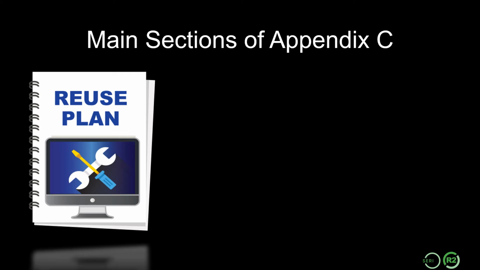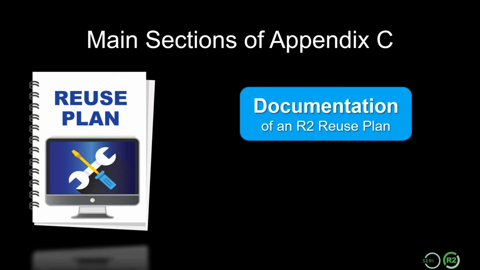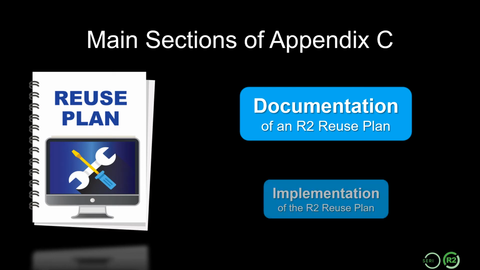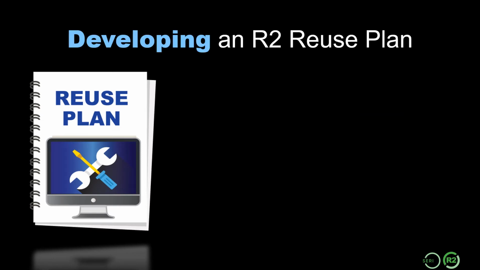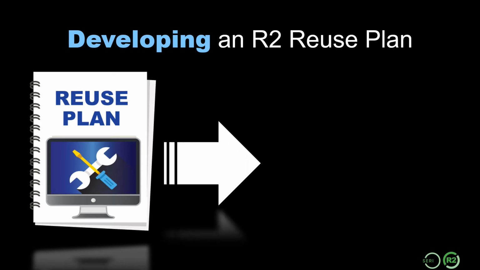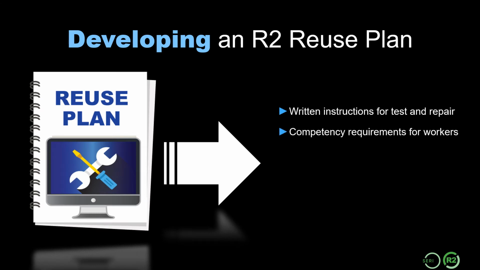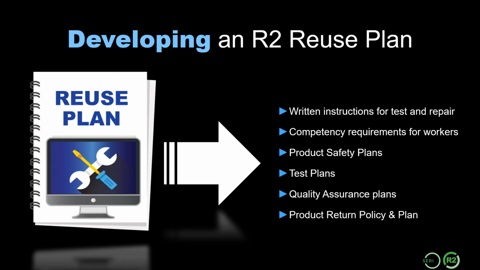Appendix C consists of two main sections. First, the documentation of an R2 reuse plan, and second, the implementation of that plan. The documented R2 reuse plan defines the structure and controls for the R2 facility's test and repair activities. Appendix C outlines specific criteria that must be detailed in this plan: written instructions related to the test and repair activities, competency requirements for test and repair workers, product safety plans, test plans, quality assurance plans, and a product return policy. Let's discuss some of the R2 reuse plan's specific criteria.